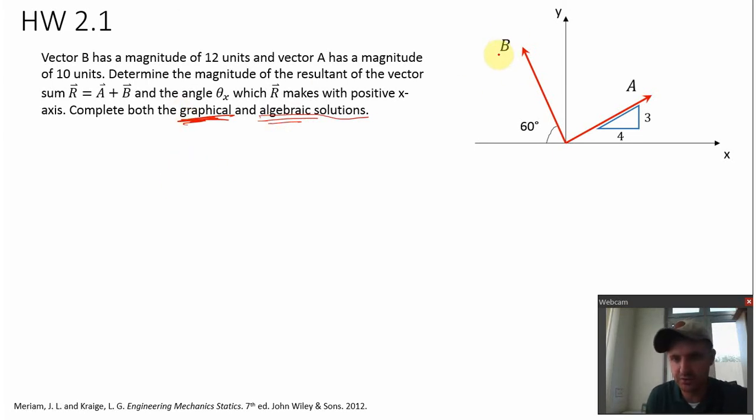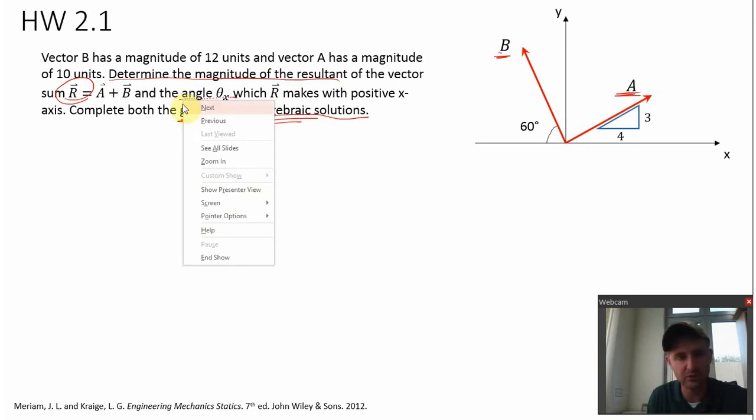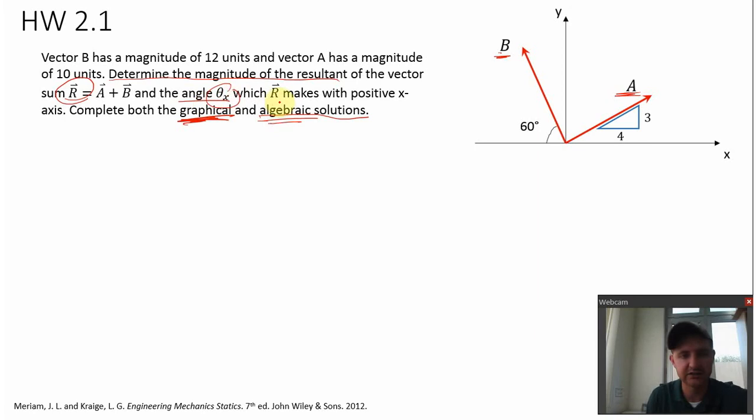So just to review, this problem asks us to add the two vectors A and vector B to get the resultant. Now we're asked for the magnitude of the resultant, and we're also asked for the angle theta x that the resultant makes with the positive x-axis.